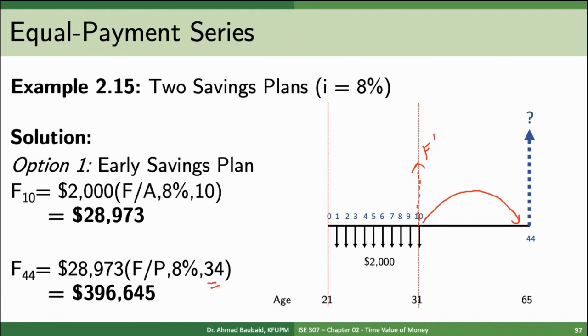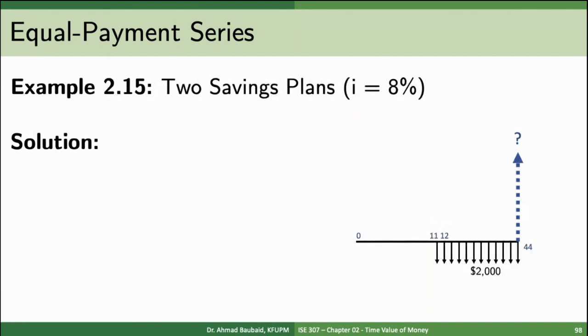I need to do a similar thing for option 2. What does option 2 look like? It looks kind of like this. So first 10 years, I do nothing.